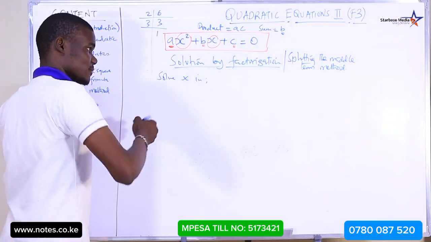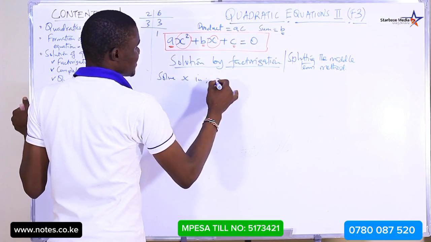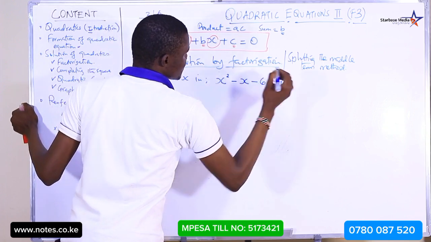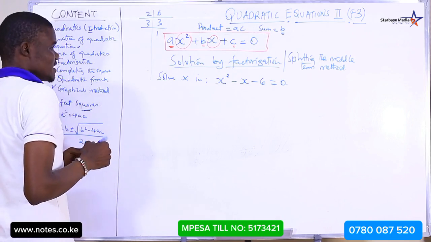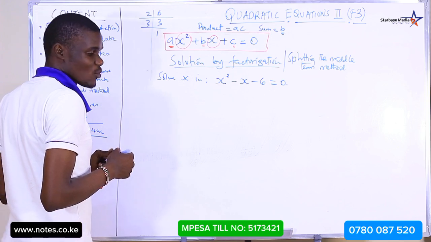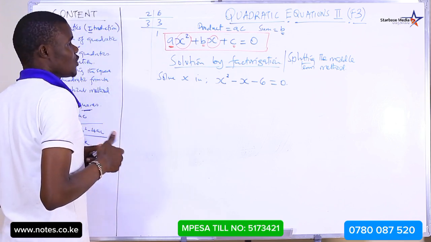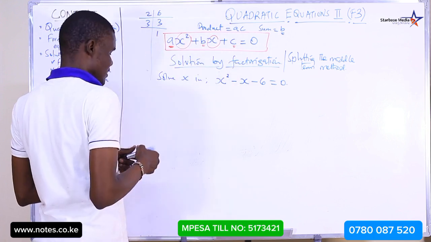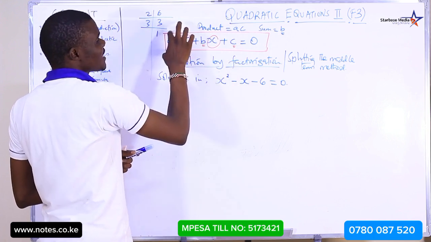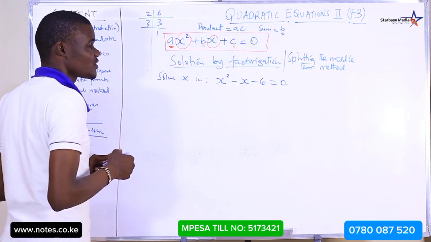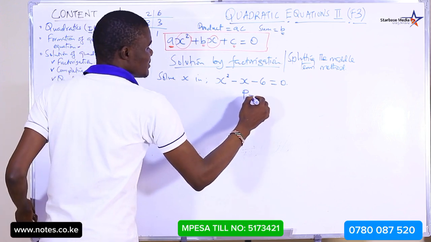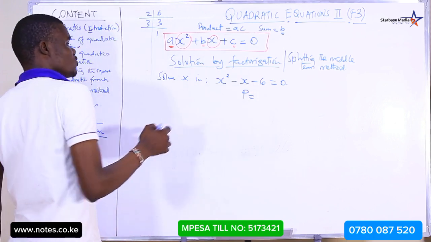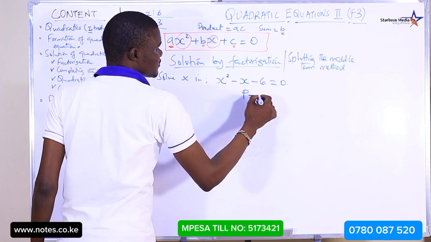So we have an example here. We are told to solve for x in x squared minus x minus 6 is equals to 0. So when you want to get this, you have to get the product and sum. When you're getting the product, you multiply a, which is the coefficient of x squared, by c, which is the y-intercept. That will help you get the product. That is why understanding this format of quadratic equation is important. So the product will be the coefficient of this by the y-intercept. So that will be 1 times negative 6, which is negative 6.